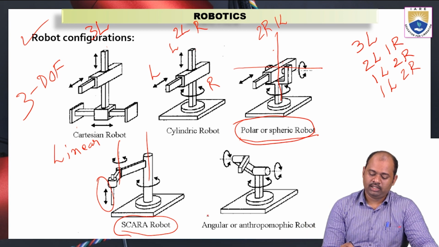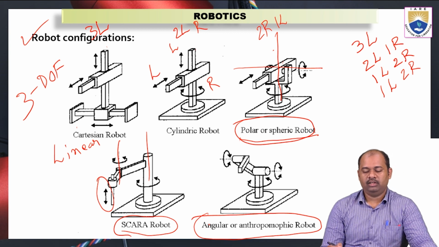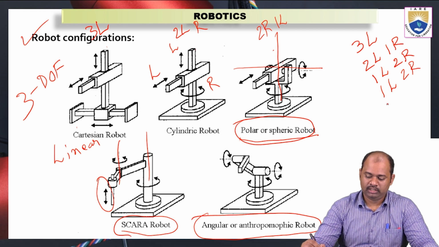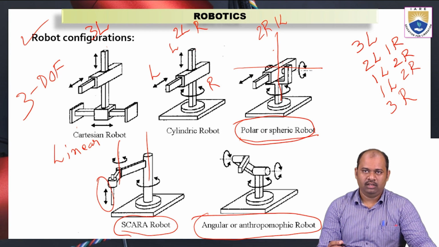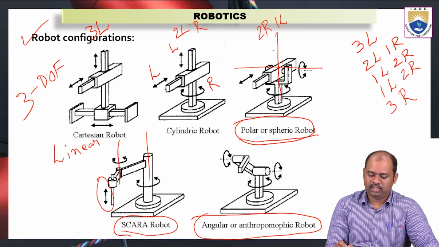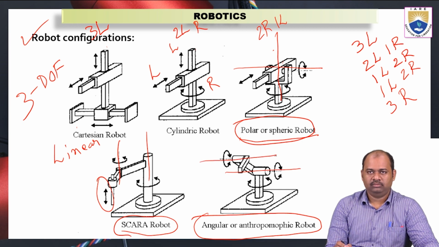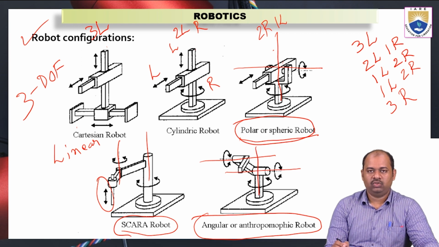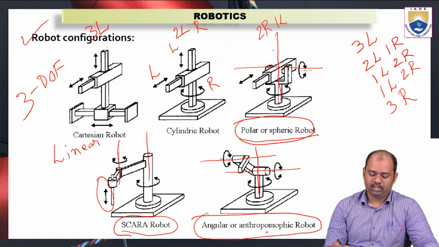And then the last kind of configuration we are going to see today is angular or anthropomorphic robot. So this is where we are going to see three motions. Three rotational motions are there. There is no linear motion here. Out of these three, two are parallel to each other. The axes of these two rotations are parallel. And the third one is perpendicular to these two. We have three rotations here. So this is called as angular or anthropomorphic robot.